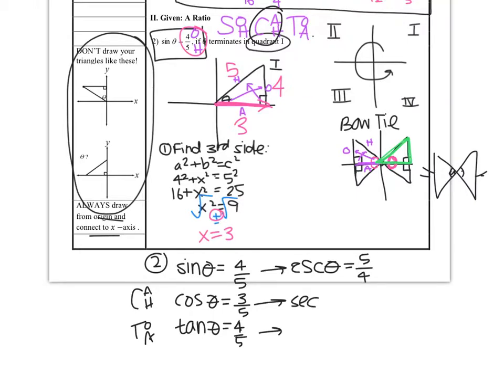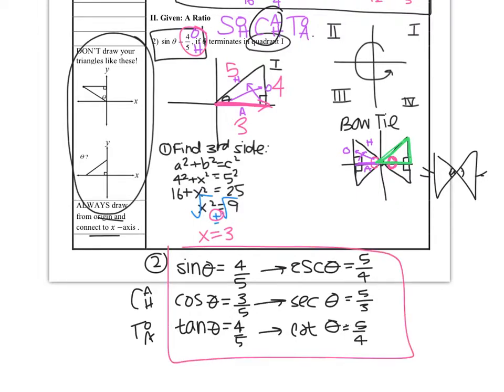Cosine matches with secant, the S word. And again, if you forget this, it's right in your calculator. Hit the trig button. 5/3. Tangent matches with cotangent. 5/4. And boom, you are done.